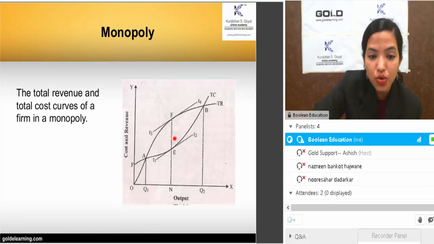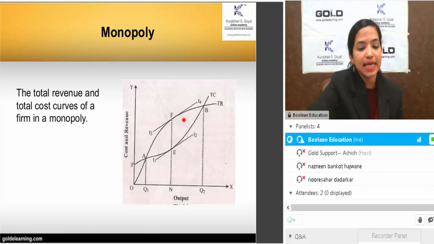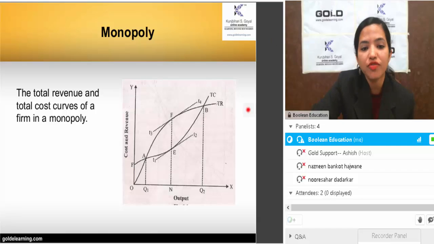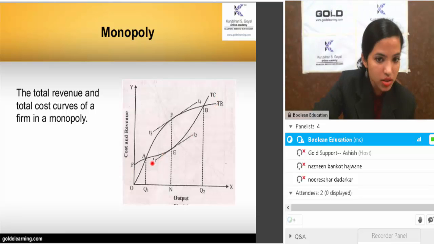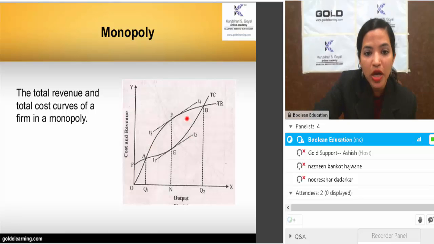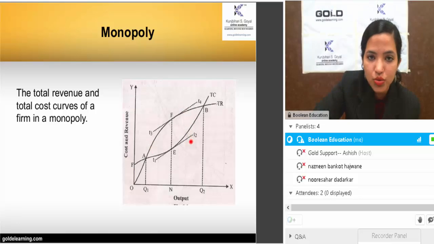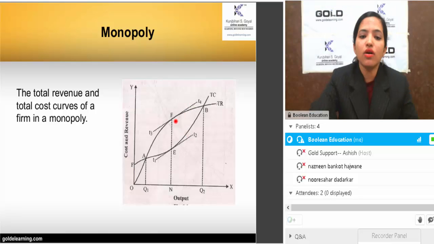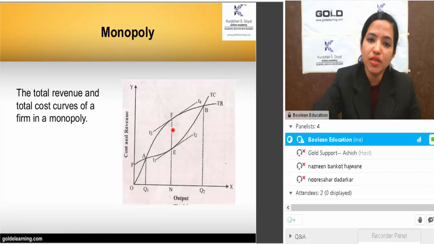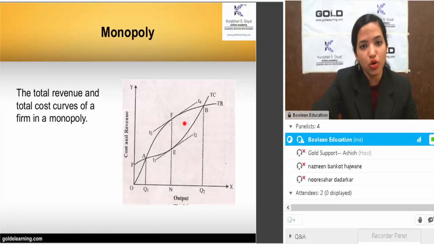Going ahead, we want to find out where will be the exact maximum profit earned by these firms. So we keep on drawing parallel lines on TR as well as TC, total revenue and total cost. The lines which are exactly parallel to each other, when these lines are exactly parallel to each other, we will get the amount where this company is making maximum supernormal profit.